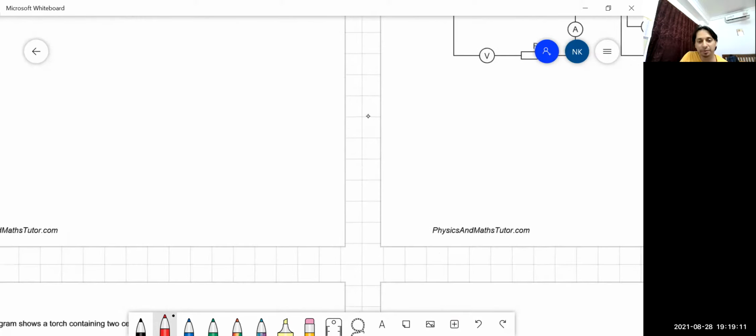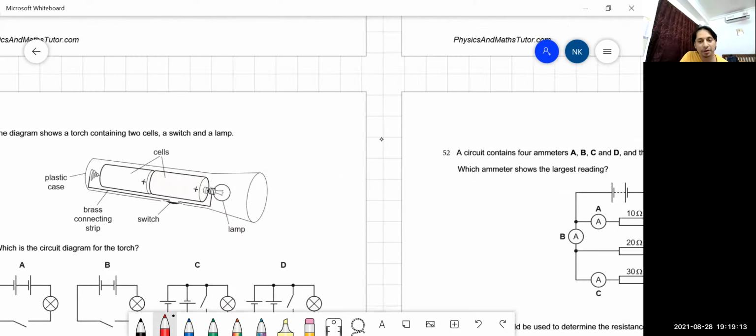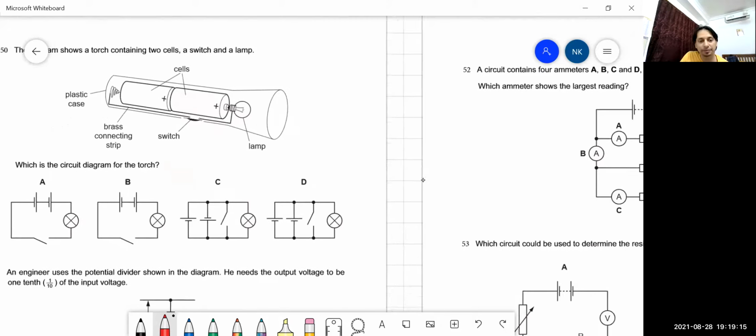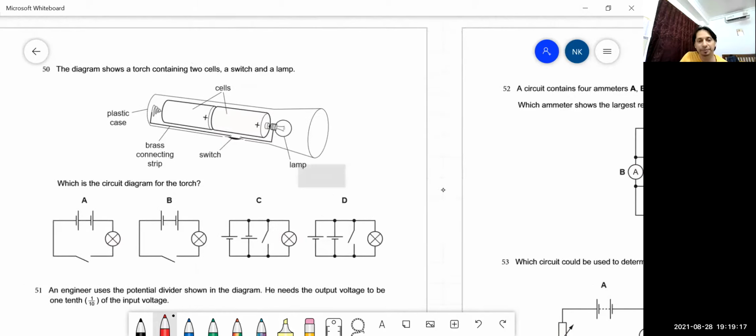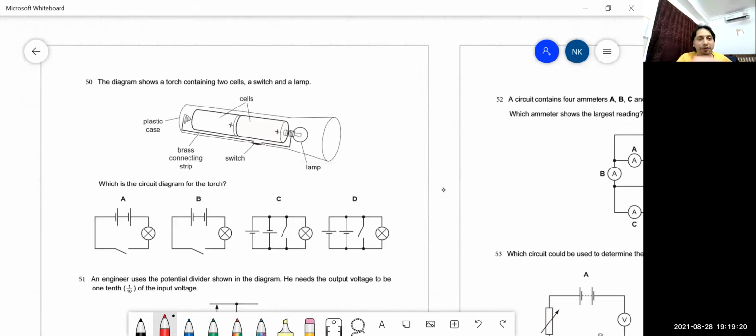Let me skip some questions and come to question number 50. In question number 50, look at this diagram carefully, children. This is a torch. It is a torch containing two cells. Two cells are there, cell 1, cell 2, and a lamp is there. The lamp you can see here. Which is the circuit diagram for the torch?